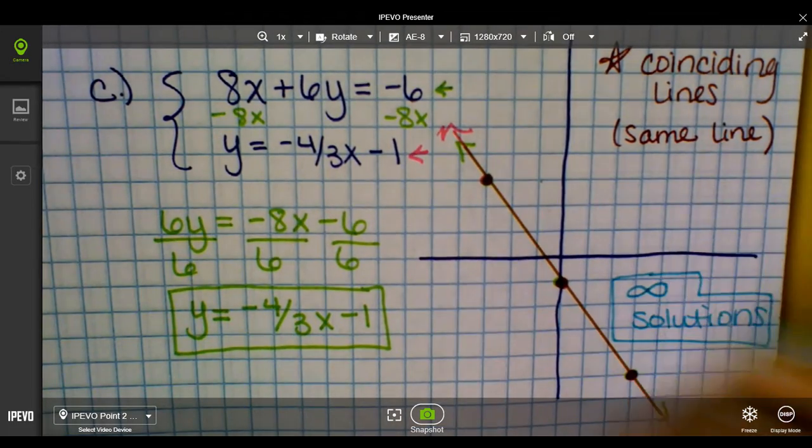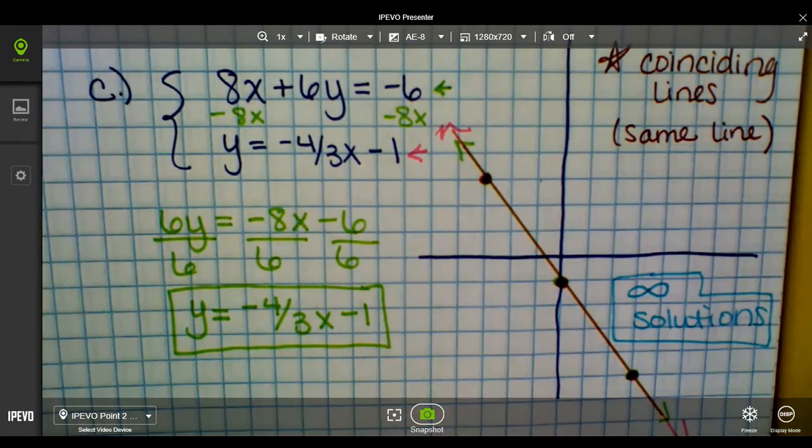And those are the only 3 possibilities that you guys can have when you are solving systems in general, but that's how they look when you are solving them by graphing. So you're either going to have 1 solution, no solutions, or every single possible solution imaginable. Okay, so that's it for solving systems by graphing.